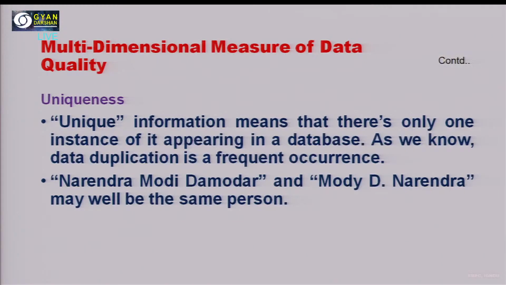Then you go for uniqueness. Unique, as it says, means there is only one instance of the data appearing in your database. For example, I have mentioned here Narendra Damodar Modi and Modi D Narendra, which may well be the same person. If your system considers these as separate instances, then you are possibly going to have duplicate data.